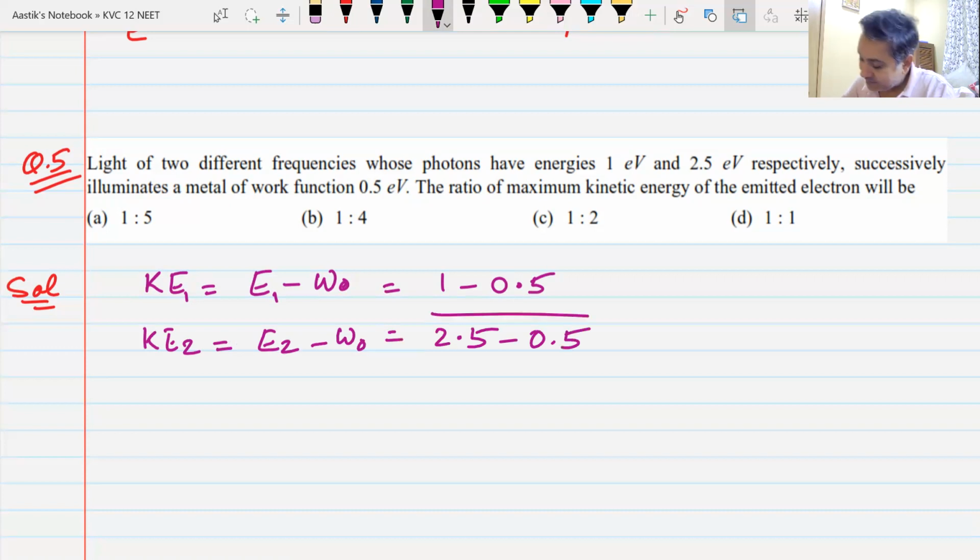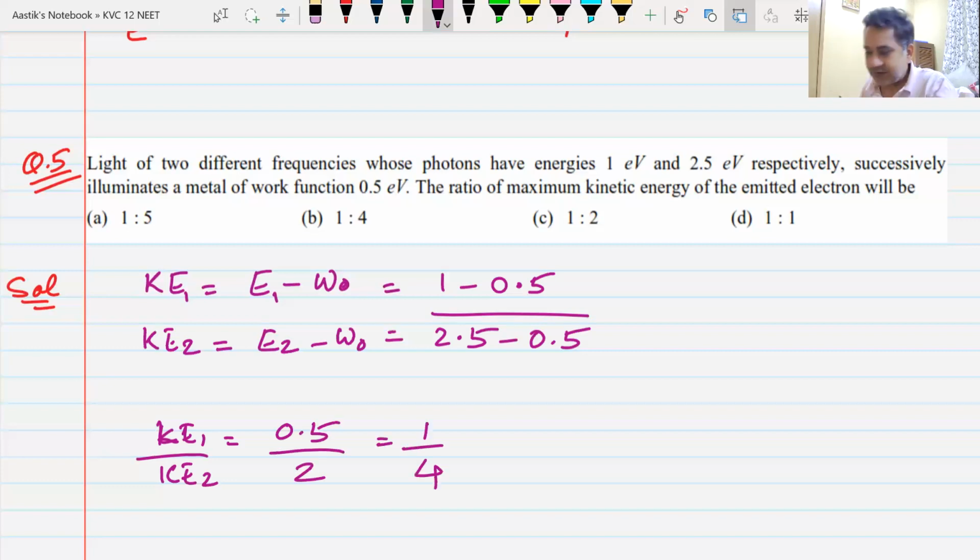You just have to divide. So kinetic energy of 1 divided by kinetic energy of 2 will be 1 divided by 2, and that would be 1 is to 2, which is the answer that is correct.